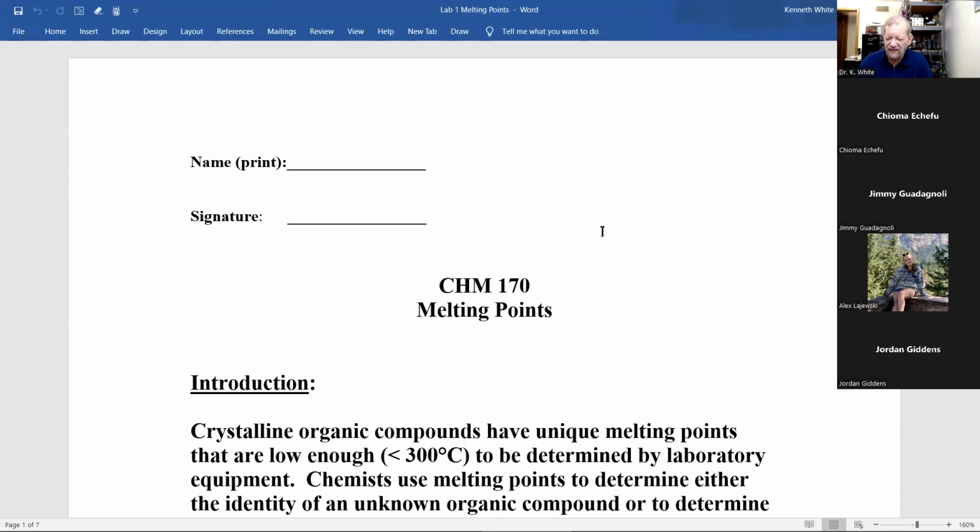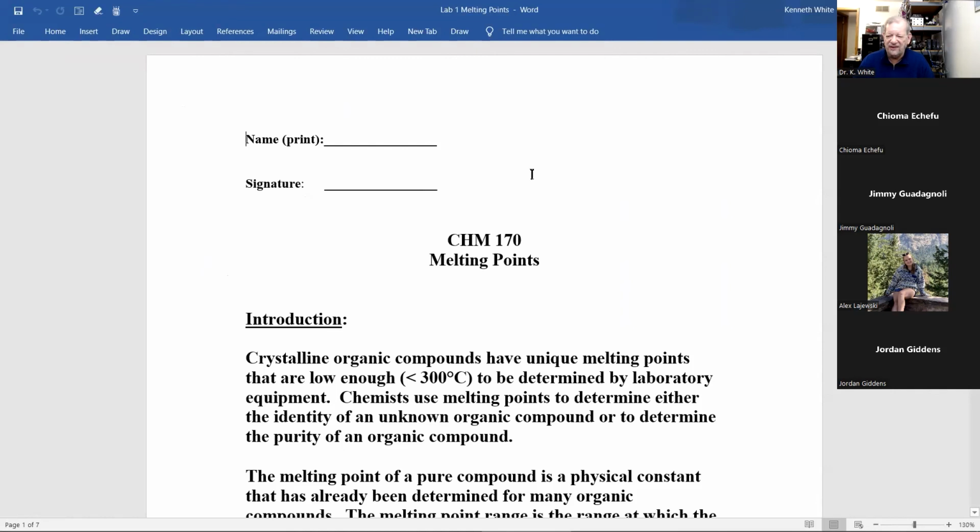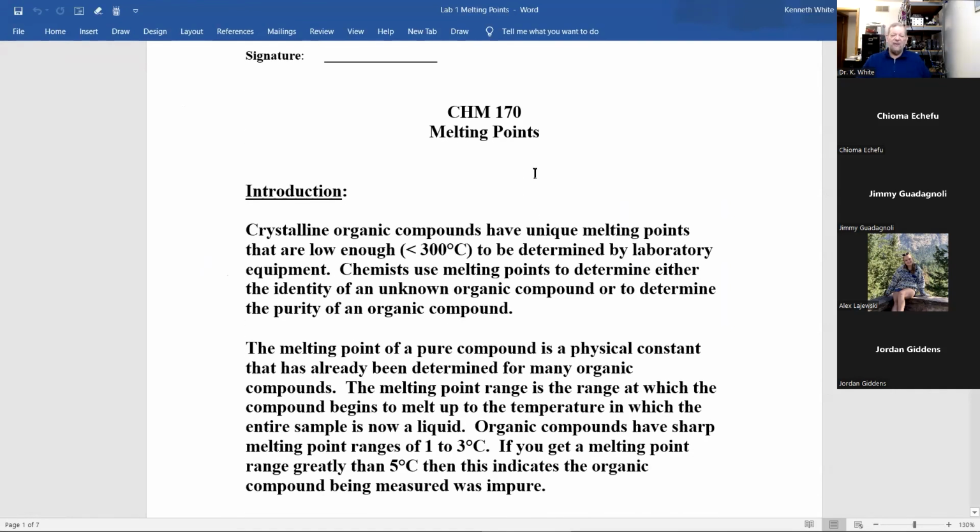Thumbs up, people. Everybody see the melting point lab on your screen? Thank you. All right, let's talk about melting points. Melting point is when a substance goes from a solid to liquid.